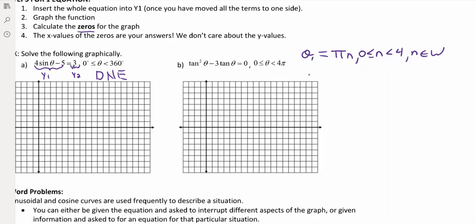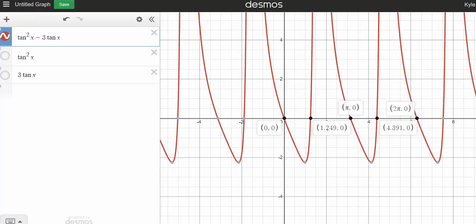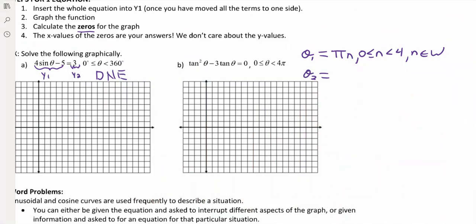Now the second one, if we were restricting it this way, our theta 2 would be, let's look back at it. We started at 1.249, I'll call that around 1.25. So that would be 1.25 plus pi times n, where n is greater than or equal to 0 and less than 4, and n is a member of the whole numbers.